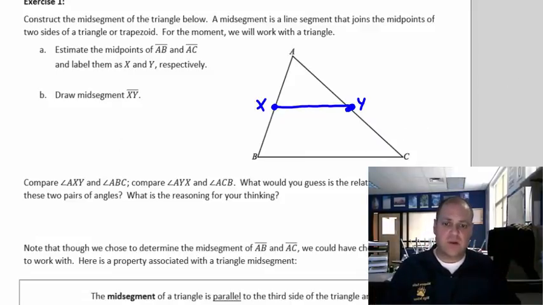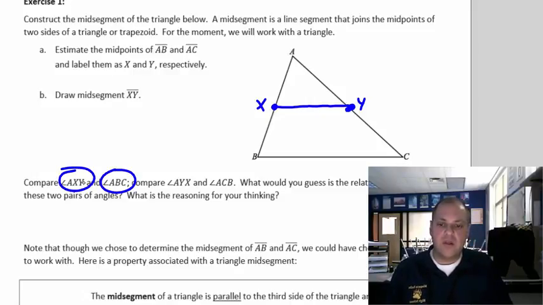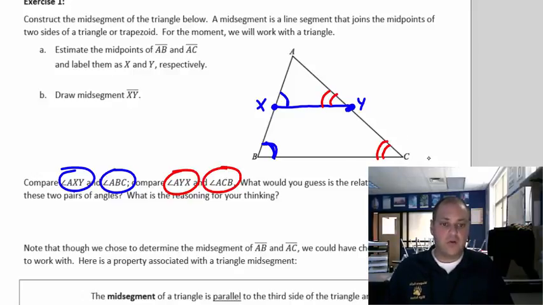There are a couple of relationships we want to learn here. First, compare these two angles. Compare angle AXY, that's this angle here, with angle ABC. Do those angles look congruent? They sure do, right? Now compare angle AYX, this one, with angle ACB right here. Do those angles look congruent?